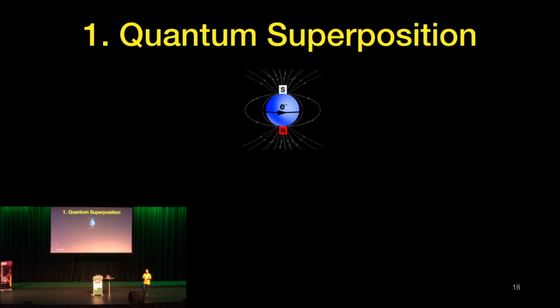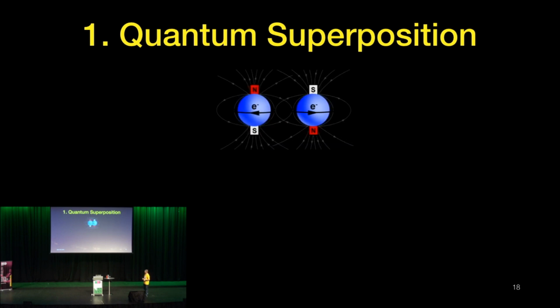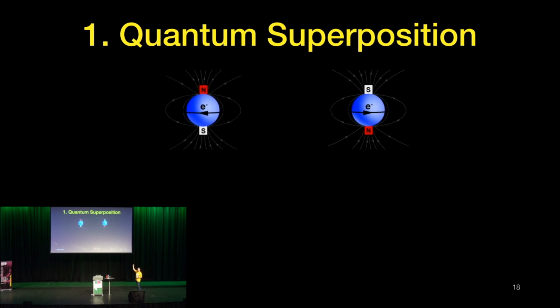The first one is quantum superposition. So here we have an electron, and this electron has a charge and has a spin, and it causes a magnetic field. And that magnetic field can be up or down. So we can say the electron can be in two states, the up state or the down state. It can't be halfway, it's either up or down. And we can actually see this is not two different electrons, this is one electron in both the up and the down state at the same time. That's what superposition means. You're in both states at the same time.